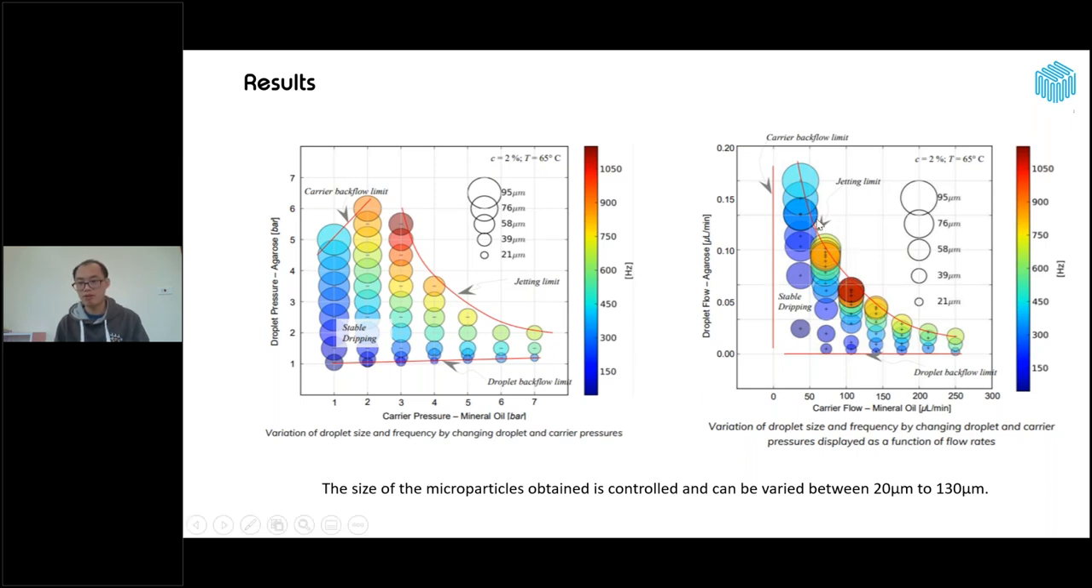This graph shows the variation of droplet size and frequency by changing the droplet and carrier pressure, displayed as a function of flow rate. And here you can see that as the flow rate of the agarose, or droplet phase, increases, we obtain a higher frequency as well as a higher, or bigger, droplet size.